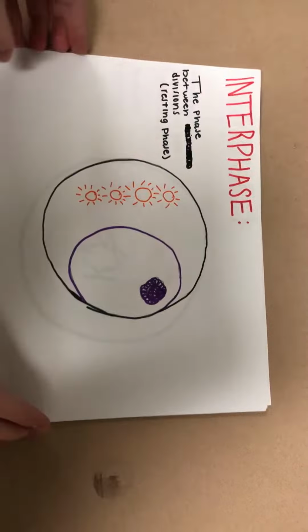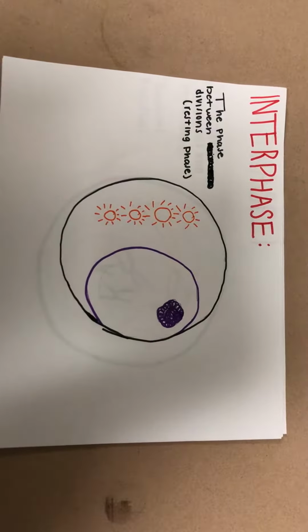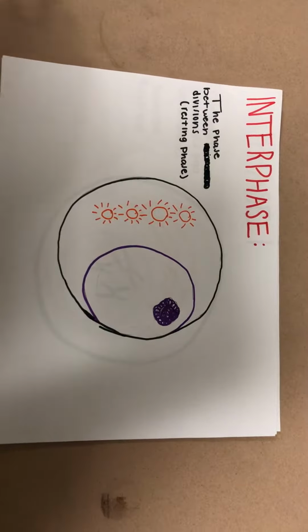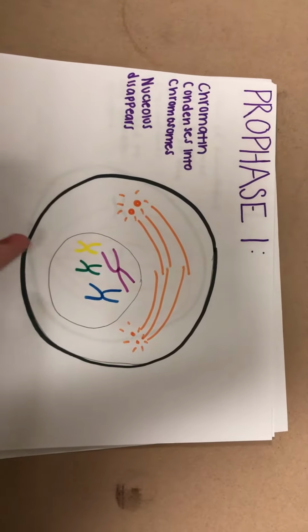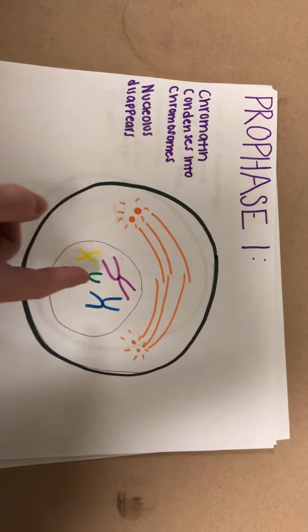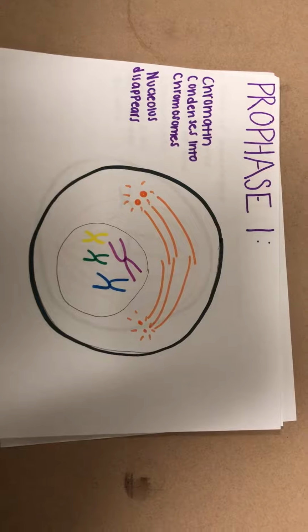So the first step that occurs is interphase, and this is the phase between divisions, so it's sort of the resting phase where the cell's not actively dividing. Then we have prophase 1, and this involves the chromatin condensing into chromosomes in the nucleus, that's the DNA, and then the nucleolus of the nucleus also disappears.